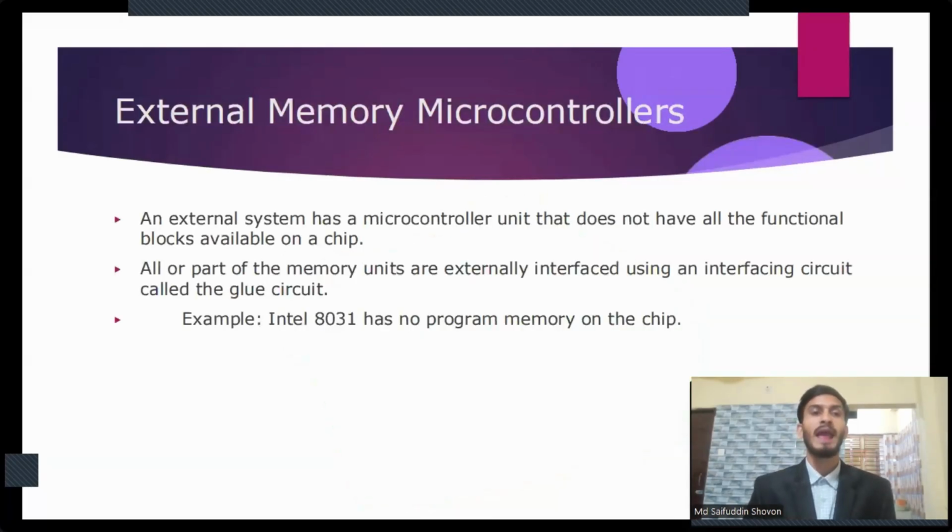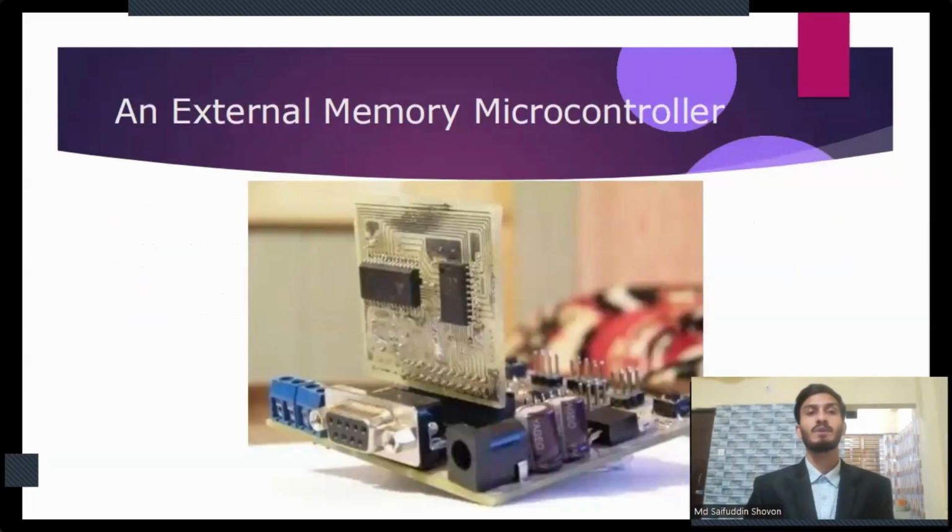External memory microcontroller. An external system has a microcontroller unit that does not have all the functional blocks available on a chip. All or part of the memory units are externally interfaced using an interfacing circuit called the glue circuit. Example is Intel 8031 microcontroller, which has no program memory on the chip. This is an example of external memory microcontroller. Here we can see the memory interface is externally connected in the IC.